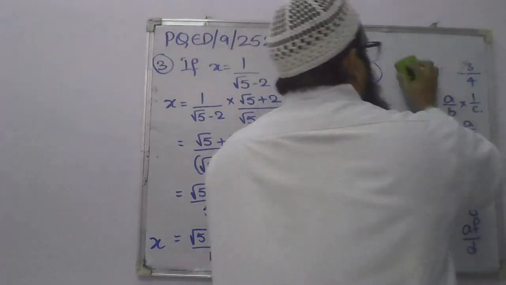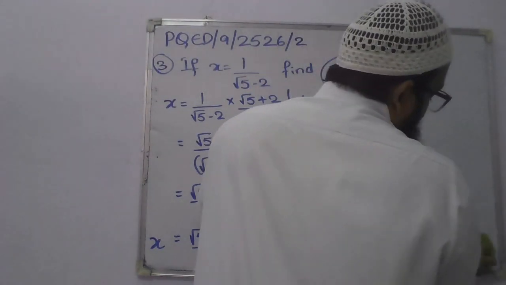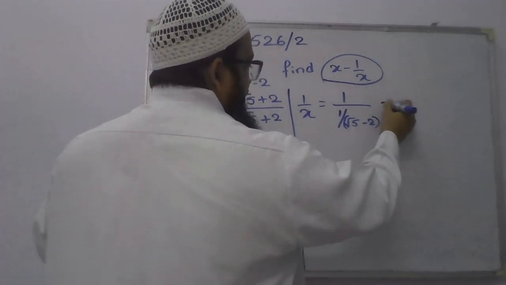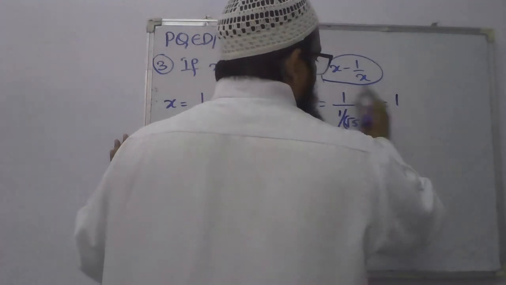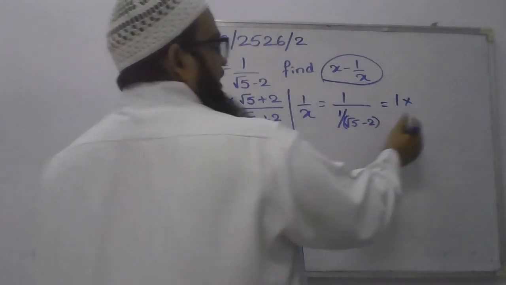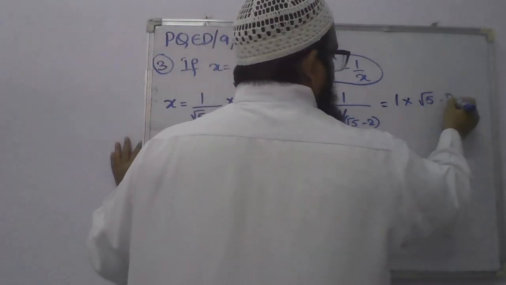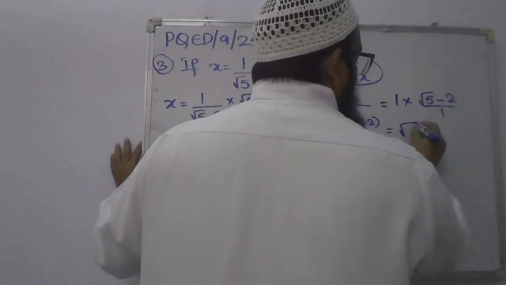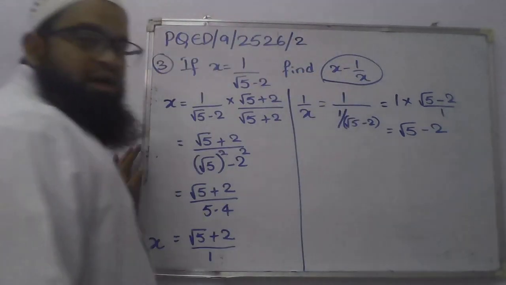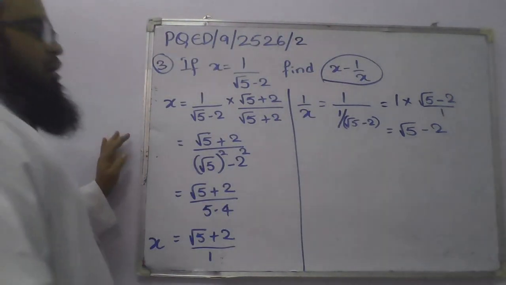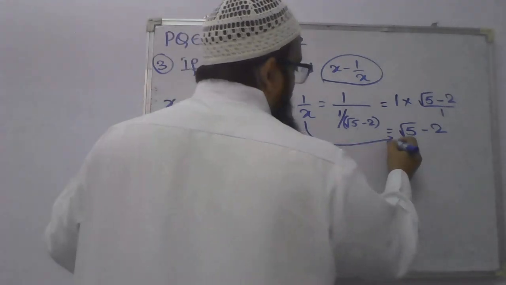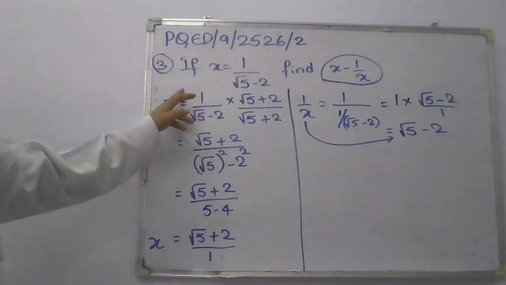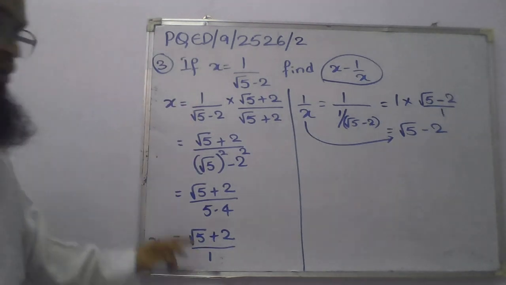So using that concept, what are you supposed to do? Here you have a fraction in the denominator. So a fraction in the denominator means it gets reciprocal. So 1 in the numerator multiplied by 1 by root 5 minus 2 will become root 5 minus 2 divided by 1. Anything divided by 1 will be the same answer, root 5 minus 2, right? So now you got the value of 1 by x as root 5 minus 2. So it is in the numerator, and when you rationalized x, you got it also in the numerator.